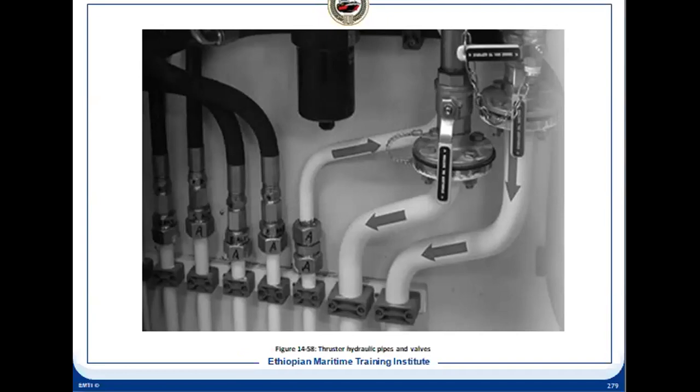So what is the advantage? You can have a common power pack. Once you have a common power pack, all this equipment together can use the same power pack, so the average cost is reduced.